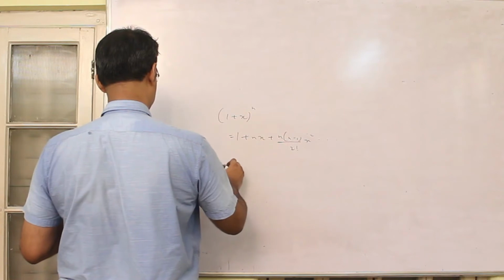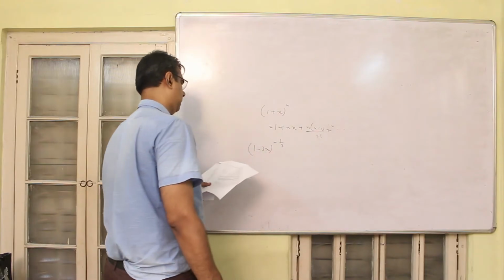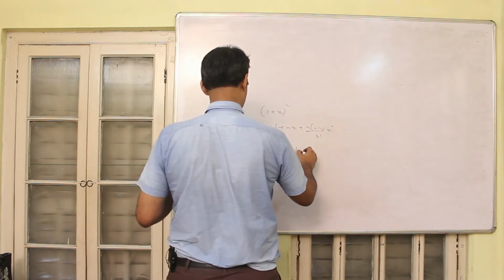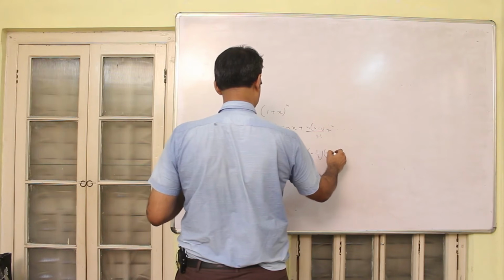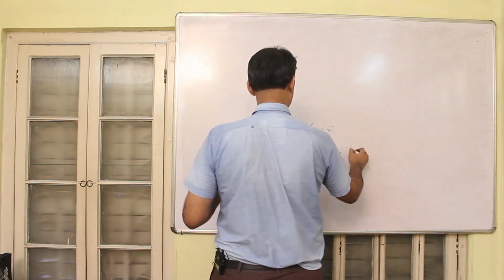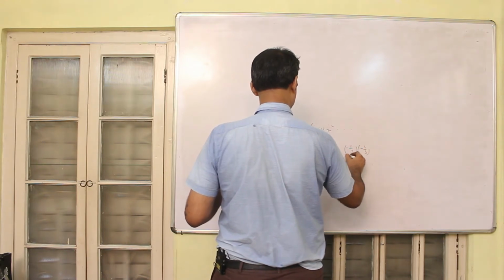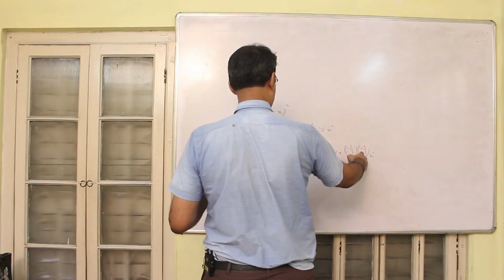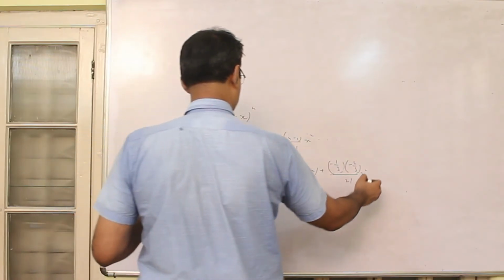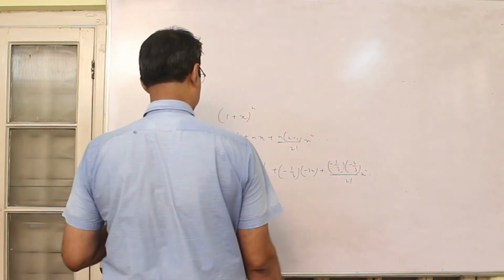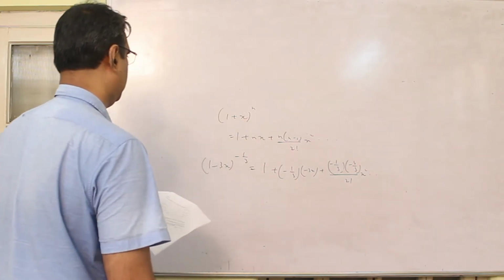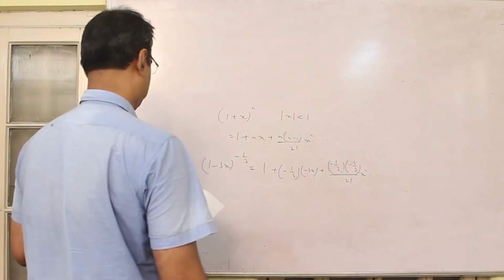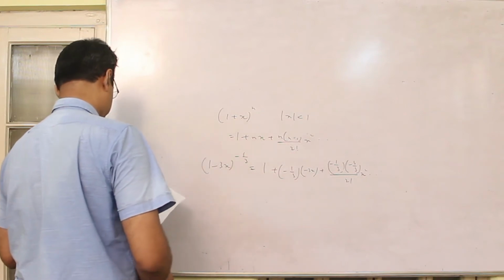So for example, if you have a binomial like this, (1 minus 3x) to the power minus 1 by 3, in that case the expansion will be like this. So 1 plus nx plus n into n minus 1 by 2 factorial x square and so on. So this will be the binomial for any index. One important thing, in binomial any index, the value of x must be a proper fraction. That means mod x should be less than 1. This is absolutely essential.